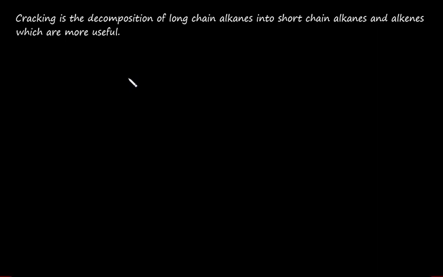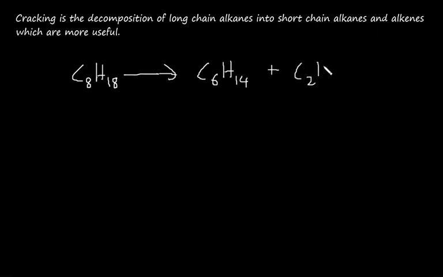Basically, cracking is the decomposition or breaking down of long chain alkanes into shorter chain alkanes and alkenes which are more useful. For example, we have octane, C8H18. Now, upon cracking, we may get hexane, C6H14, and C2H4, which is ethene. Now, this is a typical cracking reaction where you're cracking a longer chain alkane, you're getting a shorter chain alkane and an alkene. Now, the reason why we're doing this is because hexane is more useful as a fuel.